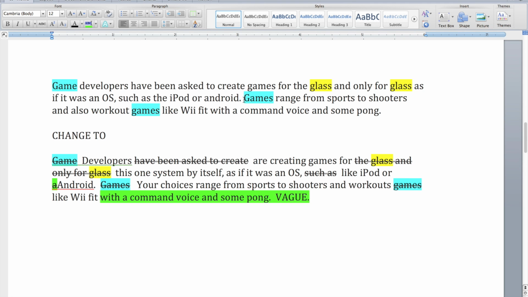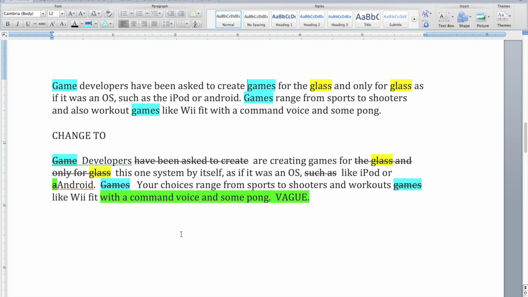We have the word game 3 times. We have the word glass twice. Here's what the students have written. Game developers have been asked to create games for the glass and only for the glass, as if it was an OS or operating system like the iPod or Android. Games range from sports to shooters and also workout games like Wii Fit with the command voice and some Pong. So in 2 sentences, yeah, we have 4 games and 2 glasses.